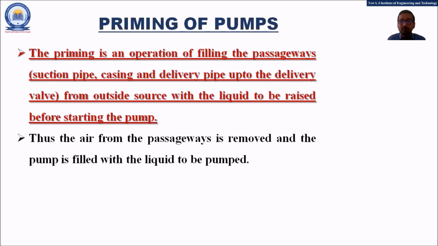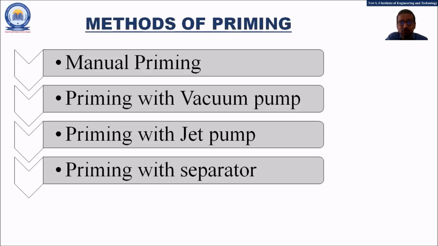There are different methods of priming. The first method is manual priming, where we are doing the priming manually. The second method is priming with a vacuum pump. The pump is attached with a vacuum pump. By operating the vacuum pump, a vacuum will be created, and this vacuum pump will force out all the impurities and all the air present in the passageways, and then we can use the pump in the practical application.